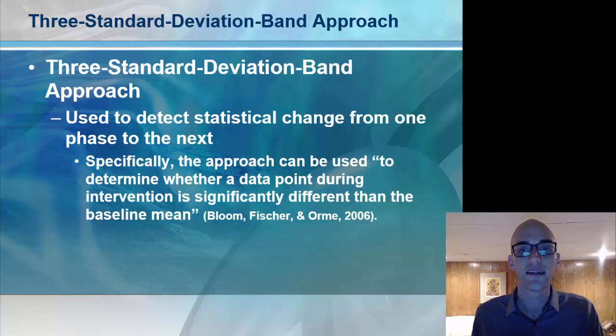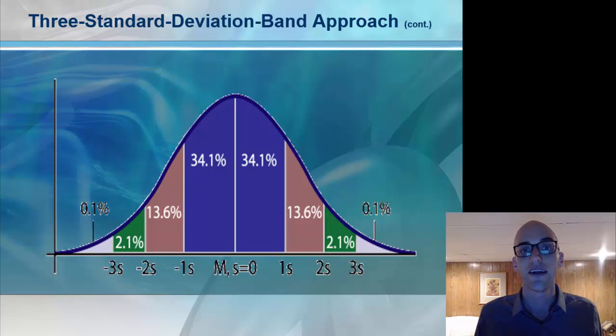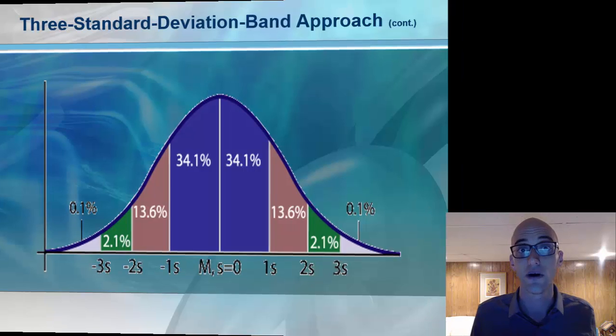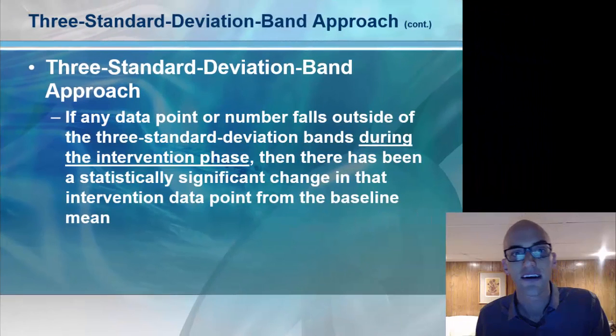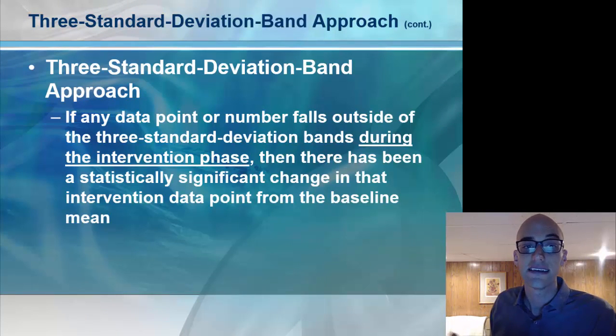So specifically, the approach can be used to determine whether a specific point is outside of statistical significant range. So again, with behavioral measures, we can look at what was going on with our behaviors and figure out what the mean is and what the standard deviation is. And that predicts how unlikely a behavior would have changed without chance alone. So again, with this 3 standard deviation band approach, we can see if there's been a statistically significant change between any points from the baseline.